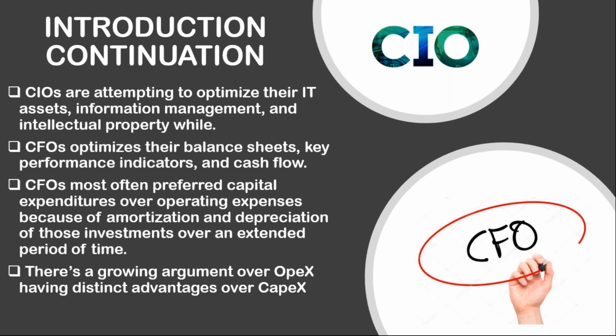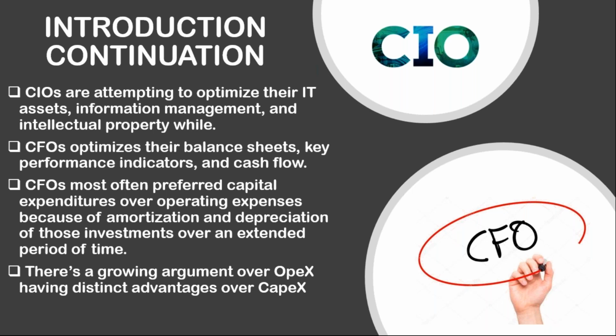So for a CIO, for instance, he's looking at his IT assets. He has invested a whole lot of money to ensure that his daily operation is running as when due. He's also looking at how he manages his information, and he's also looking at intellectual property. For a CFO, looking at all financial indices from balance sheets to P&L, profit and loss account, and his cash flow, he's looking at how this expenditure will help him manage all he's doing.